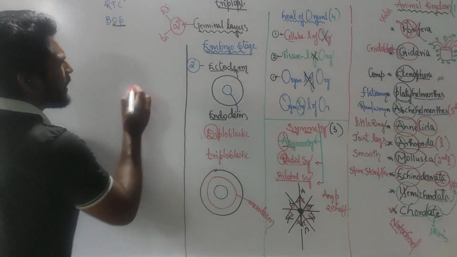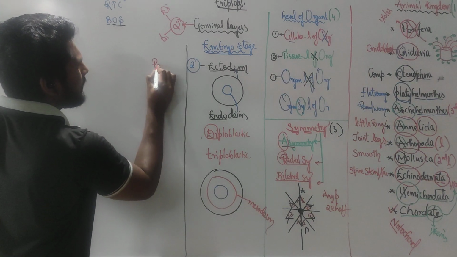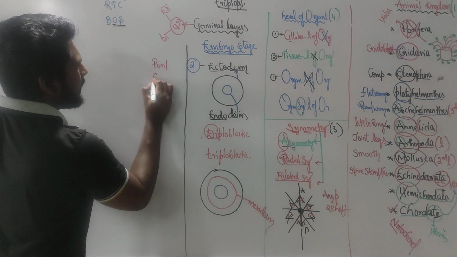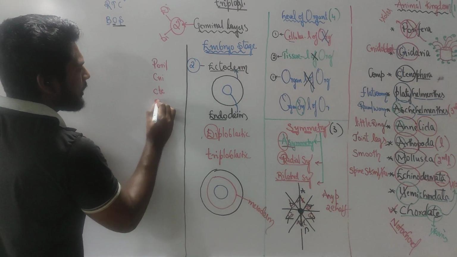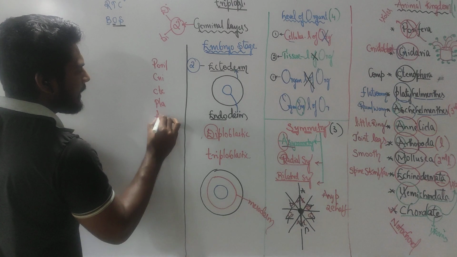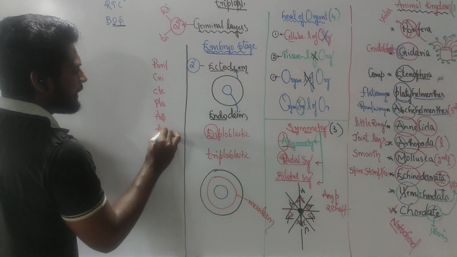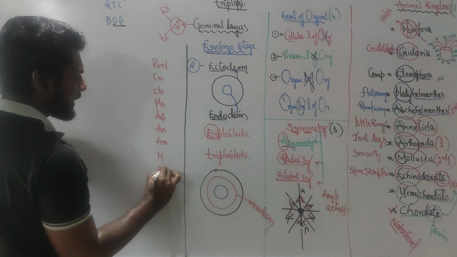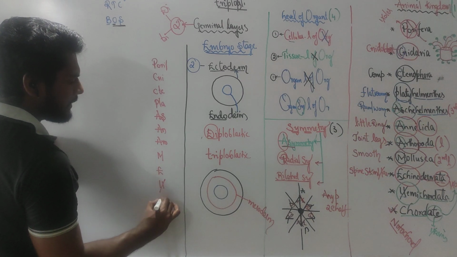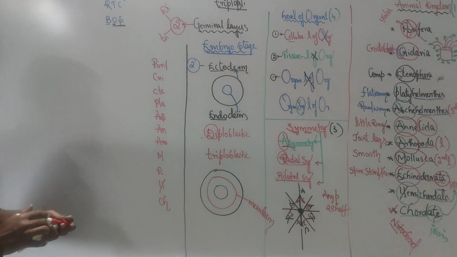I won't write all the words, okay? First phylum is Porifera. Second phylum, Cnidaria. Third phylum, Ctenophora. Fourth phylum, Platyhelminthes. Next Aschelminthes. Next Annelida. Next Arthropoda. Next Mollusca. Next Echinodermata. Next Hemichordata. Next Chordata. These are the 11 phylums.